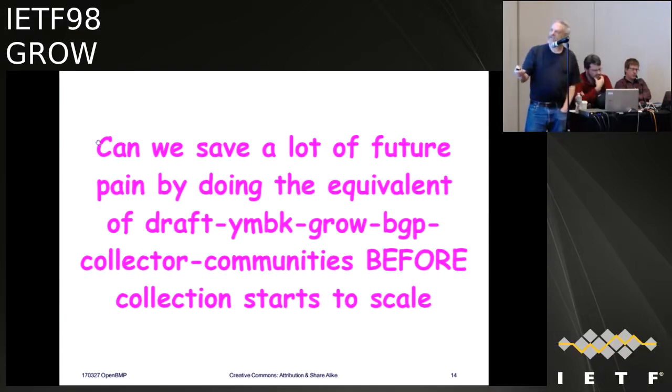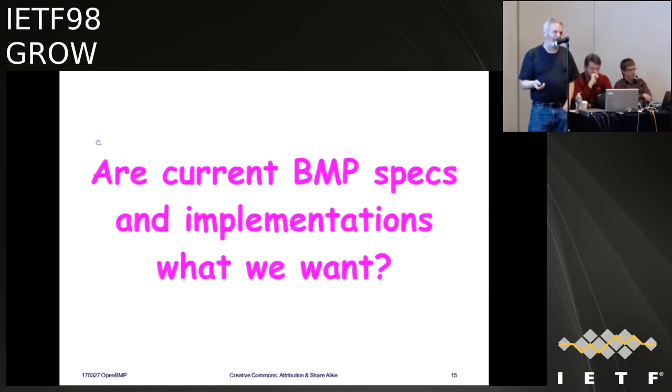So there was this draft that said how to tag it with communities to tell the collectors what you're giving them. And I think we might want this before we start scaling collection. We made the mistake in Route Views and RIS of not saying, hey, we only want full feeds, or we only want peer feeds, or we want marked feeds. Yob, it's another good use of communities. So are the specs and implementations what we want?